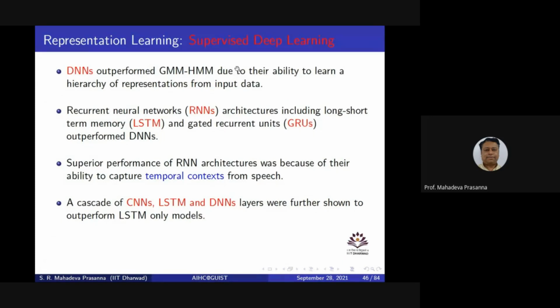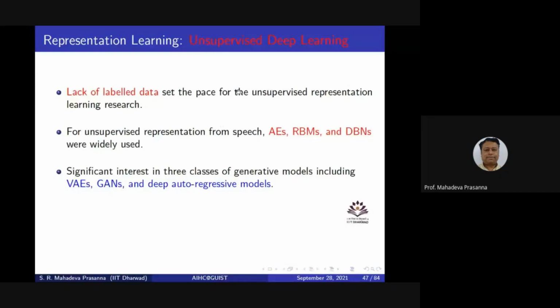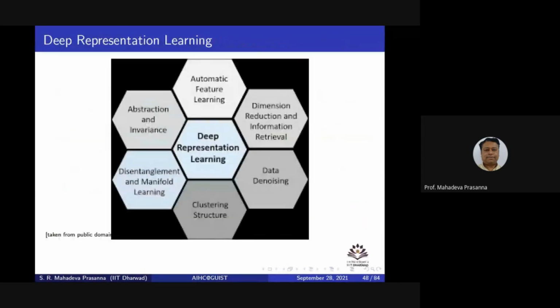Suppose I want to do representation learning using supervised deep learning, like deep neural networks, recurrent neural networks. On the other hand, when I go for unsupervised approaches, I can go with autoencoders, restricted Boltzmann machines, or deep belief networks, otherwise variational autoencoders, GANs, and any other unsupervised approaches.